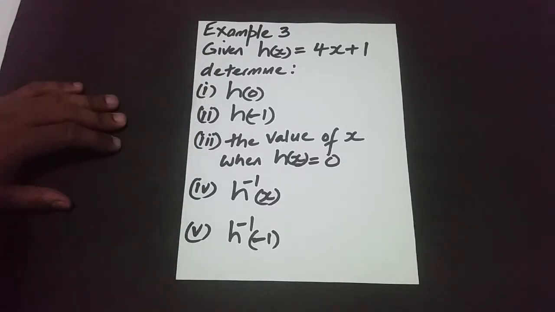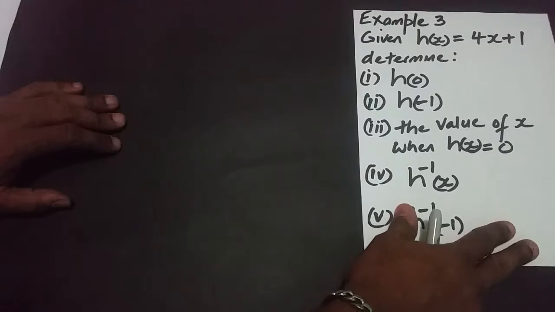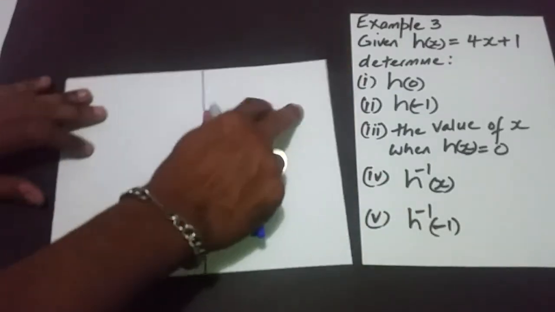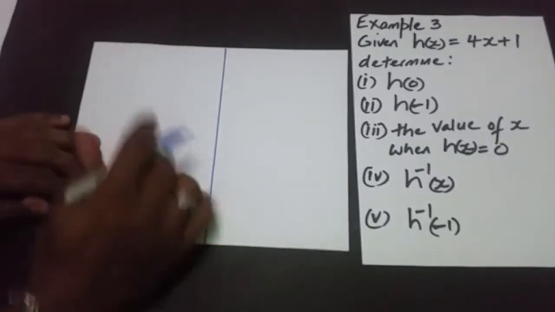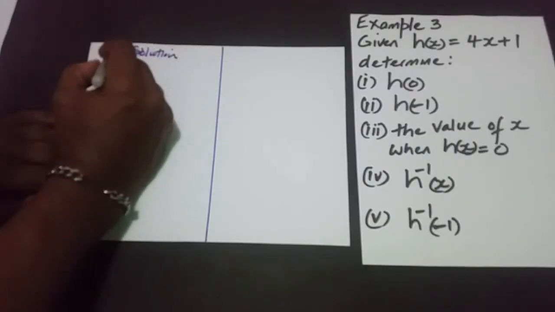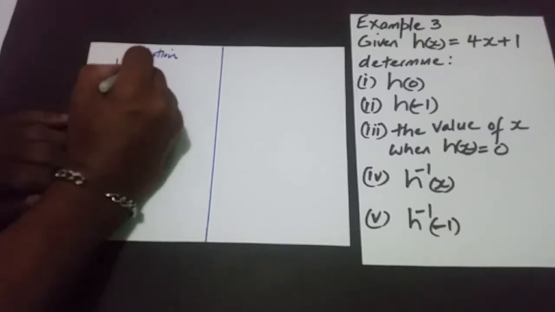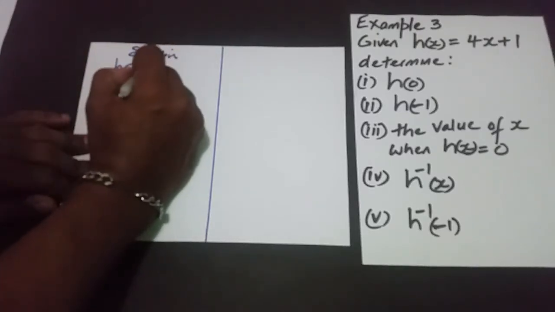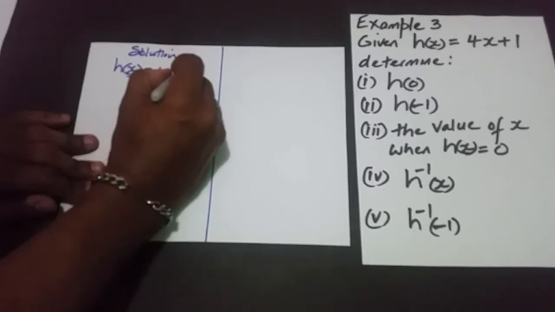So it says, given h of x is equal to 4x plus 1, determine the following. So we're going to just slide this over here and begin the process of working this question. So we're going to get straight into it. So solution again. Again, it's a good idea to write the function. h of x is equal to 4x plus 1.